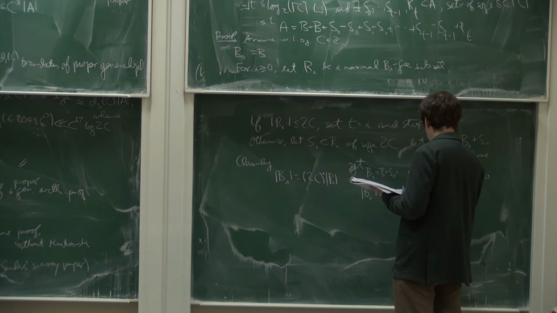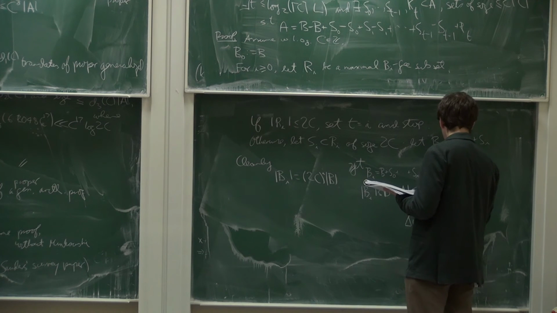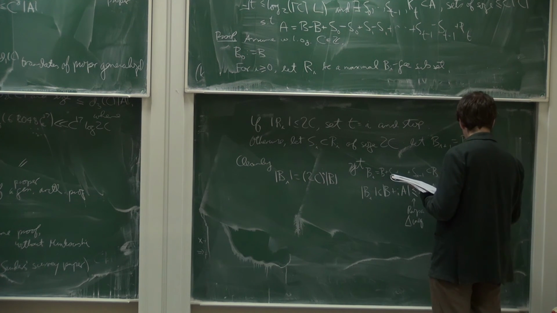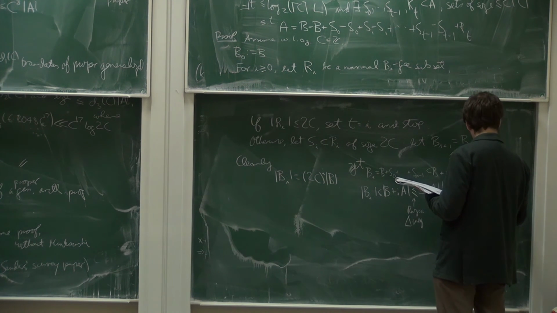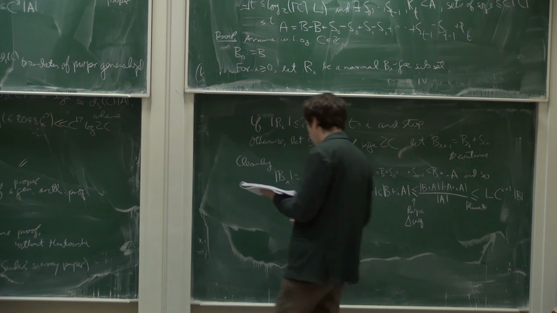At most (B plus A) divided by A. And here we use Plünnecke, that is Plünnecke-Ruzsa. L times C_{i+1} times B. The L just comes from here. So what do we have?